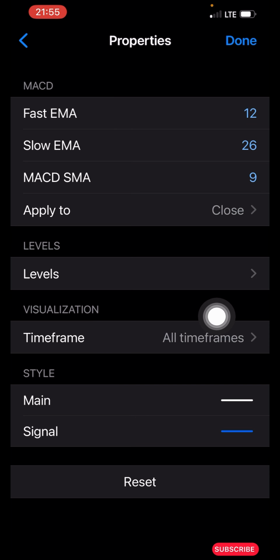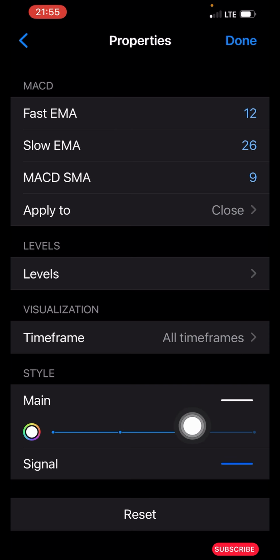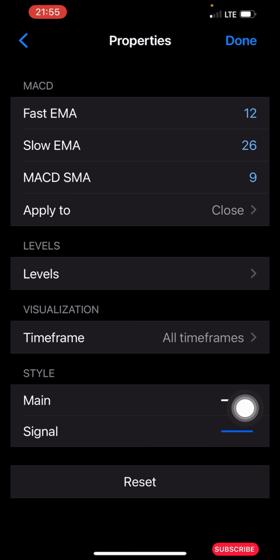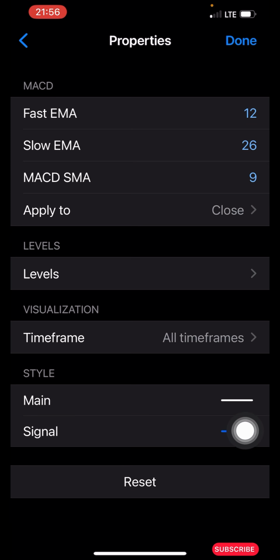Time frame is all time frame. Now under the style, you make the main color white. As you can see, I'm using a black background, so I make it color white. Now the signal, you make it color blue, 3 pixel for both of them. Use 3 pixel, and after that you click on done. But you can use any color of your choice if you want.